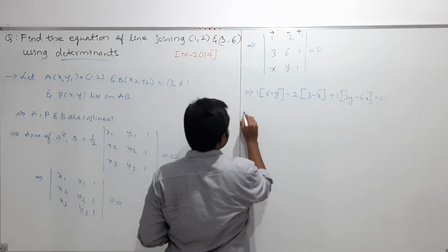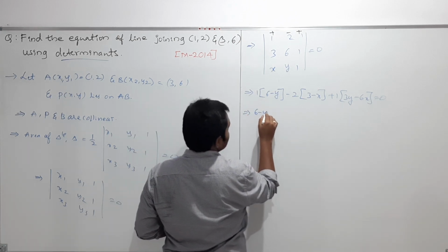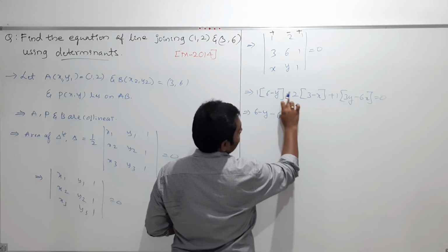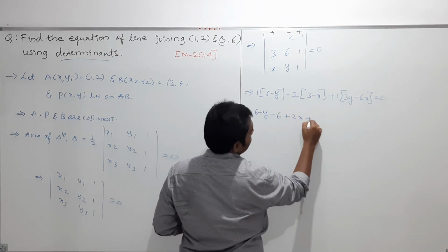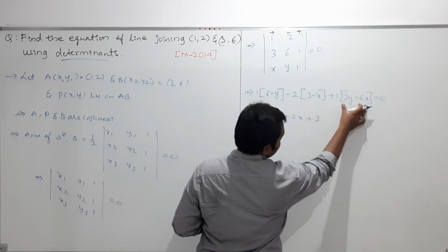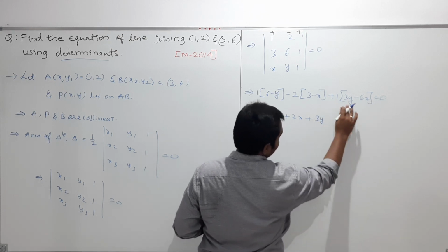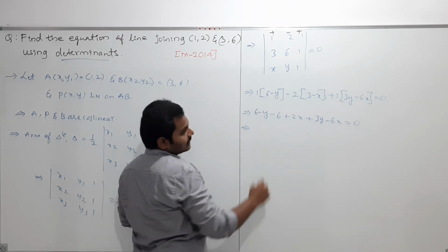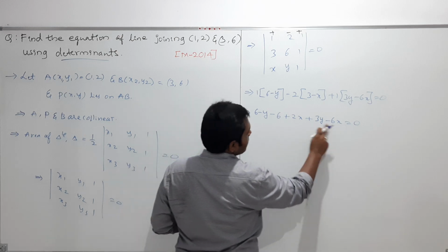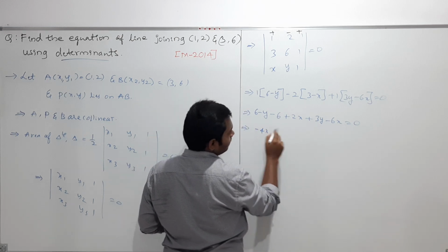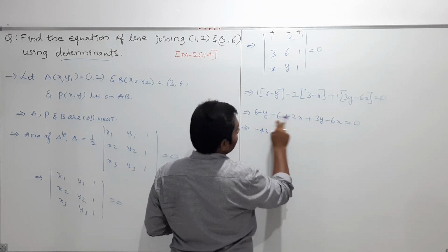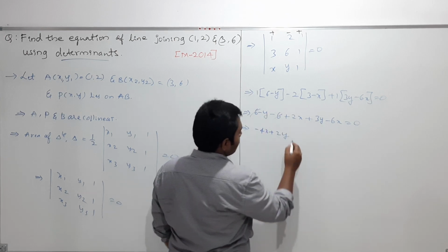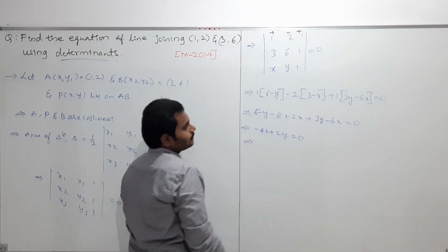Clear? And further simplify this. So you will get 1 into 6 minus y is 6 minus y. Minus 2 into 3 minus x is minus 6 plus 2x, plus 1 into anything is just multiplication, whatever I am multiplying, that value itself you will get, 3y minus 6x equals 0. Now further simplify this, my dear students. So here it is minus 6x plus 2x, which means minus 4x. And next 3y minus y plus 3y is 2y. 6 minus 6 cancels, and this equals 0.